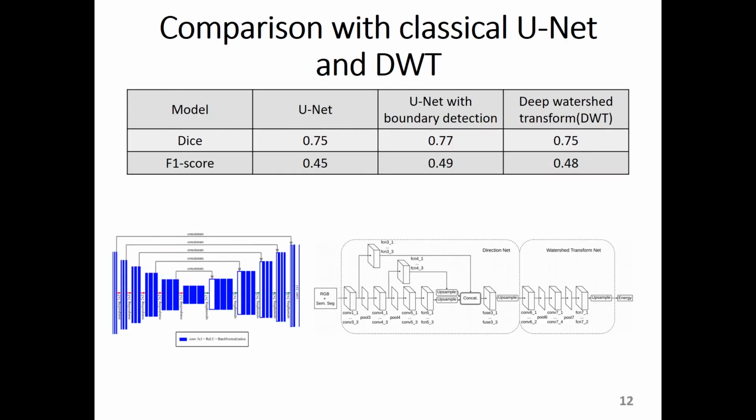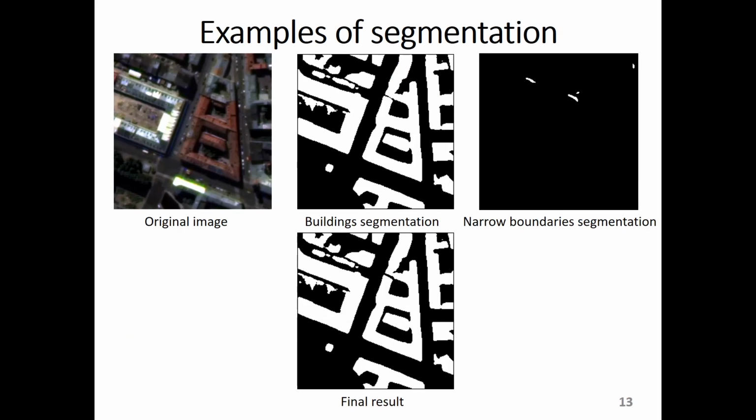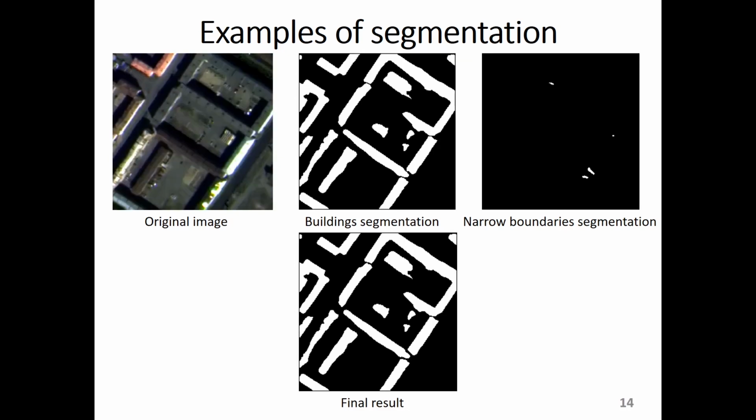Here is presented a comparison of developed algorithm with classical U-Net and another method to improve separation of objects known as deep watershed transform. As we can see, proposed U-Net with the 2 encoders and 2 decoders shows the best results for both metrics. Here some test results are presented. Once more example.